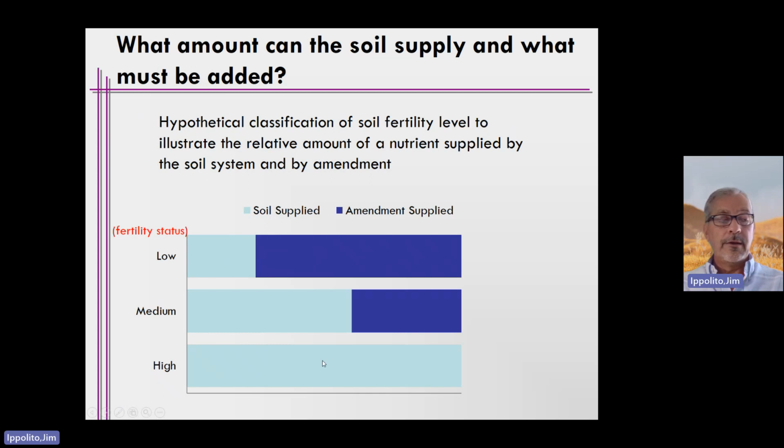This is what scientists and producers are trying to do more and more each and every day and every year: to get to the point where the fertility status is either high or medium-high and not low. So the fertility of a soil is coming from the soil itself and not from external inputs. And you probably know that external inputs are very expensive currently.